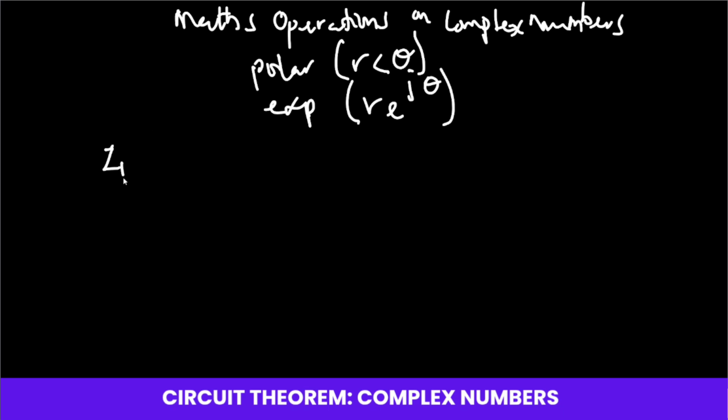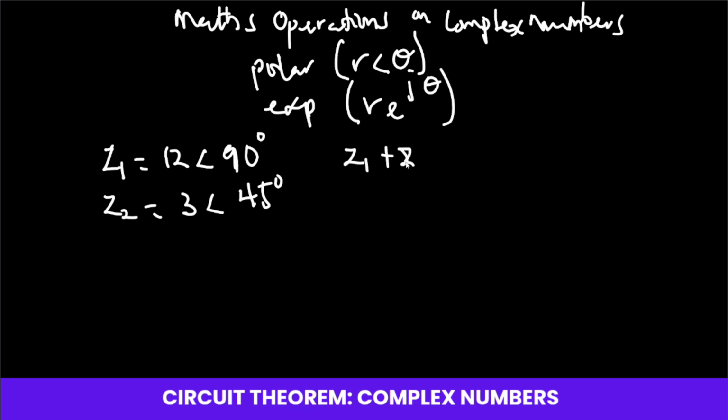When you have, say, z1 is equal to 12 angle 90 degrees, then z2 is equal to 3 angle 45 degrees, we cannot directly find the sum of these two because they do not have the same angles. So in situations like this, you have to convert z1 and z2 into the rectangular form, and then you can find their sum. Okay. Same as the subtraction and for the exponential as well.